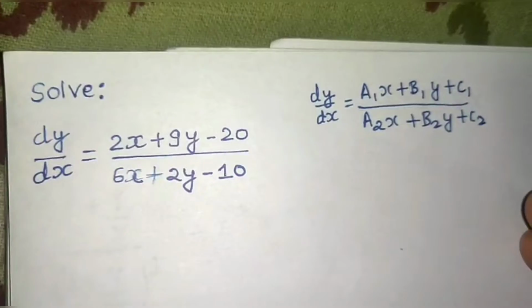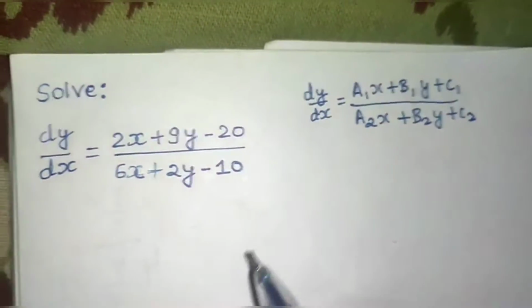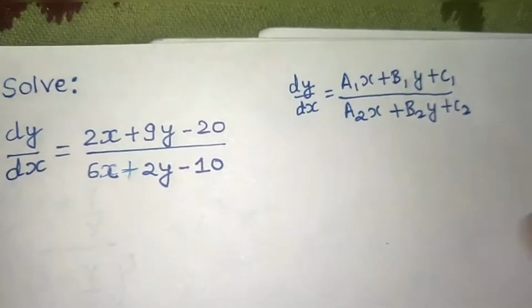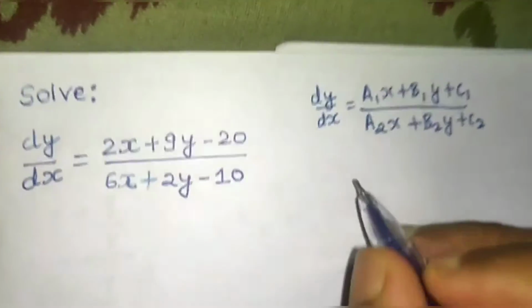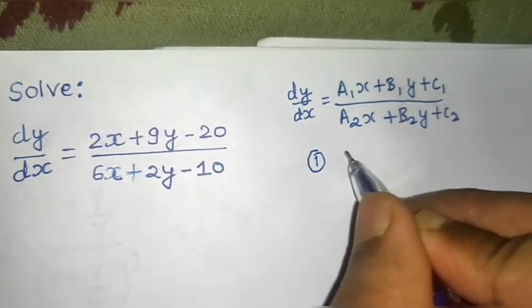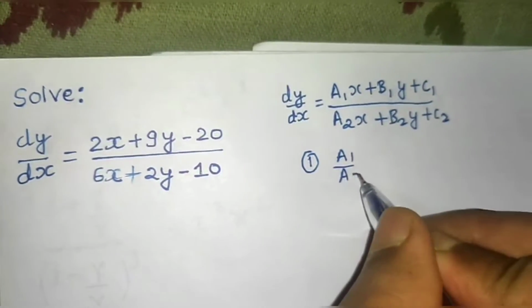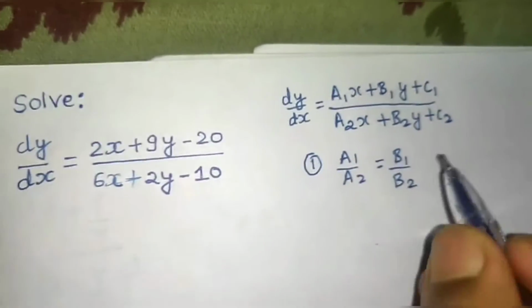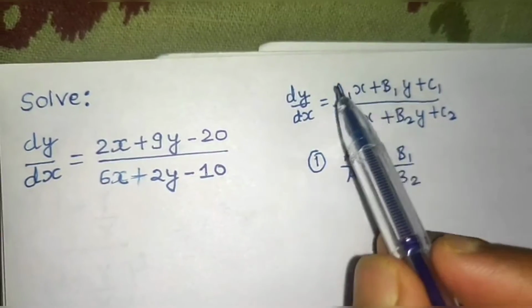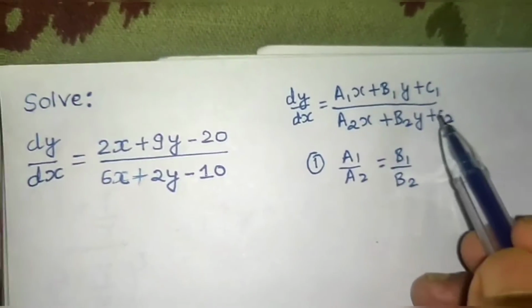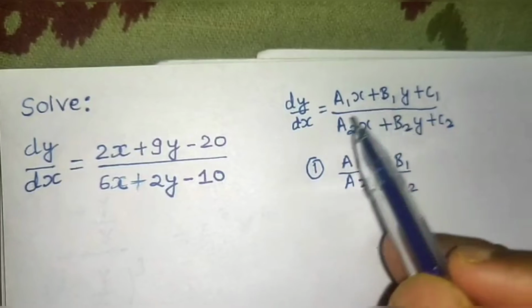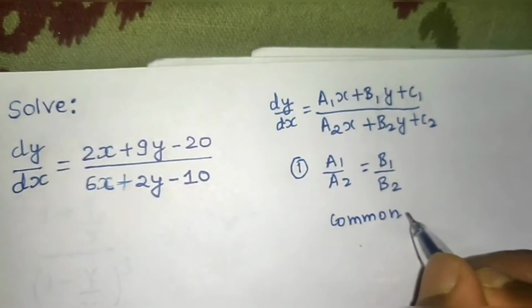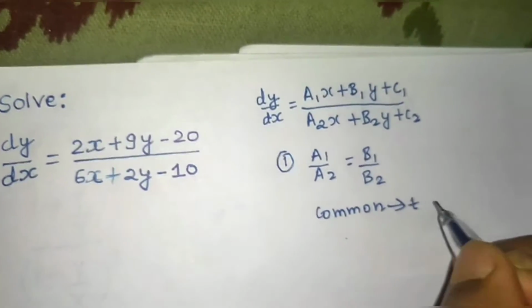As I have the routine that whenever I solve a question, I go through the concept behind that. When you see this type of question, there can be two cases. The first one being either a1 by a2 equals to b1 by b2. In that case, in numerator and denominator, apart from constant, you will get something common. And you will assume that common thing as some other variable apart from x and y, let's say t.